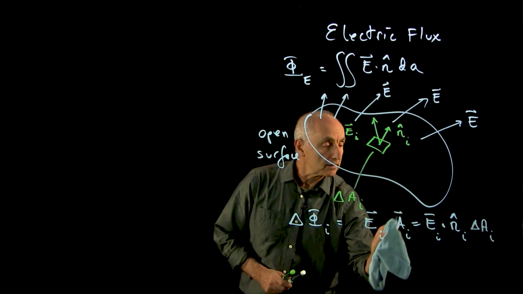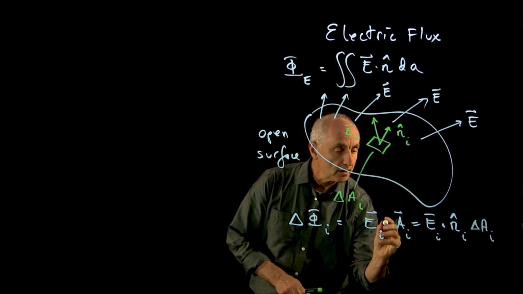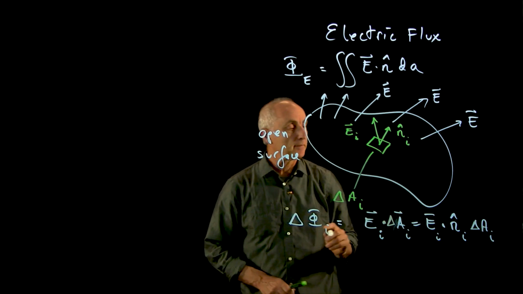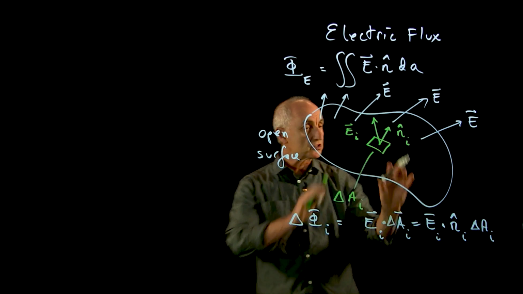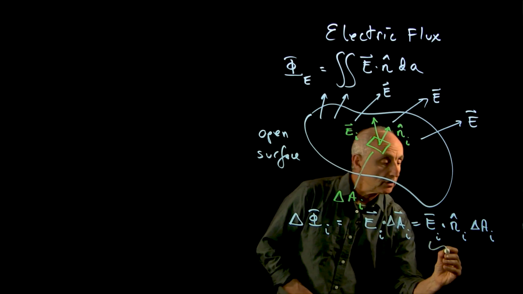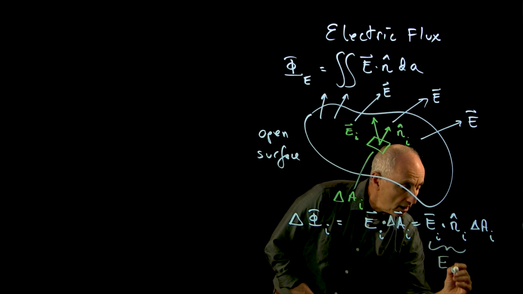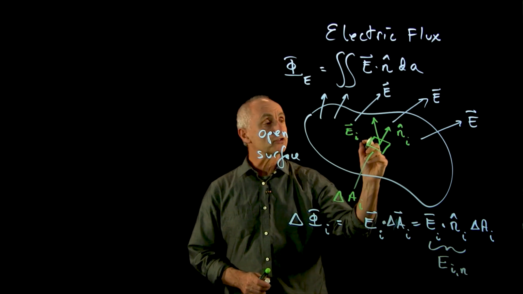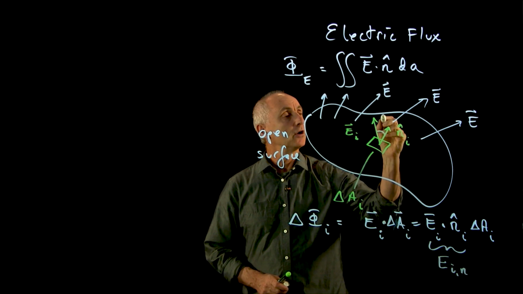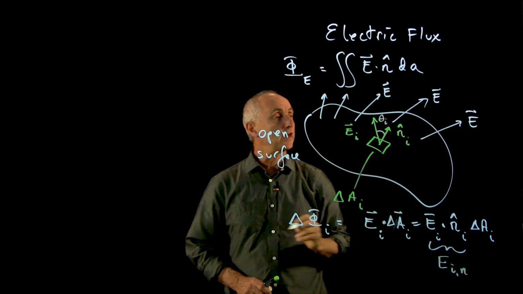Delta A_i. And this represents the electric flux through this small patch. Remember, this is how much of the electric field on the ith patch is normal to the surface. In here, we could call that the angle theta_i.